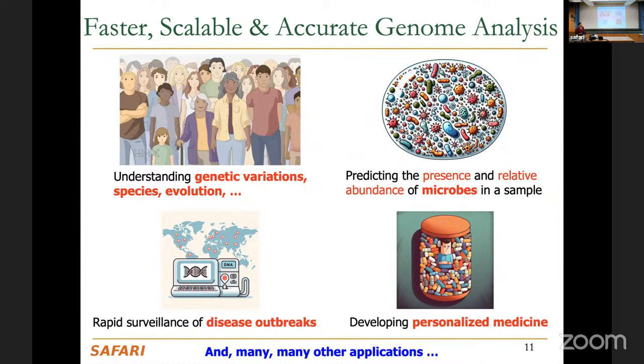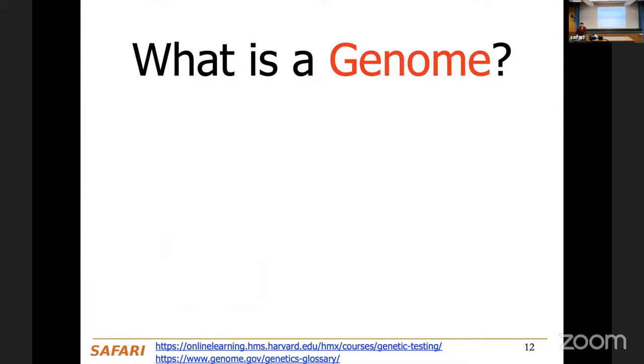And also, such a genome analysis could also be important for developing personalized medicines. For example, if you could understand the genome of each individual, perhaps we could deliver drugs tailored for your need individually, essentially. And this can all be done by understanding the genome in a faster, scalable, and accurate way. So I guess then let's try to give a little bit more information about the genome itself.